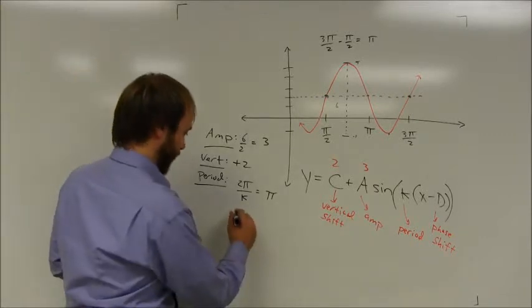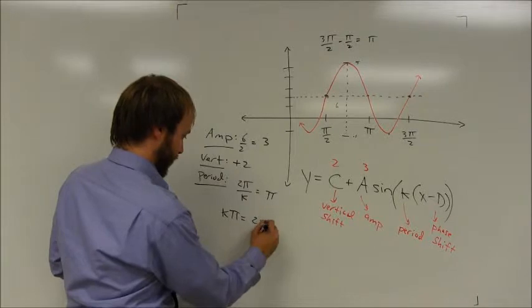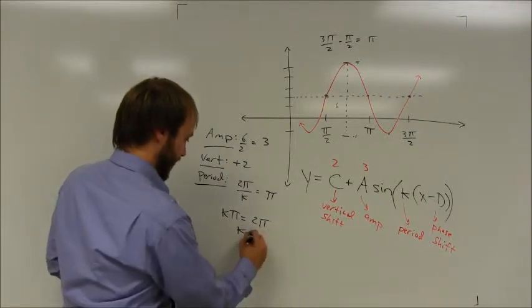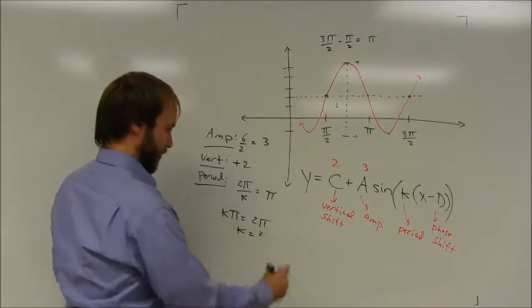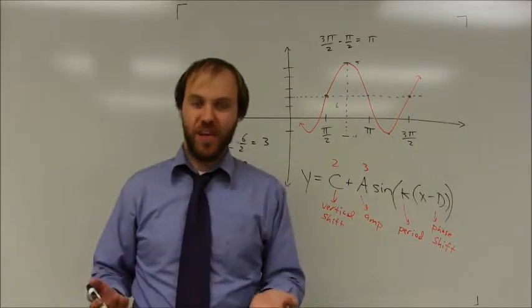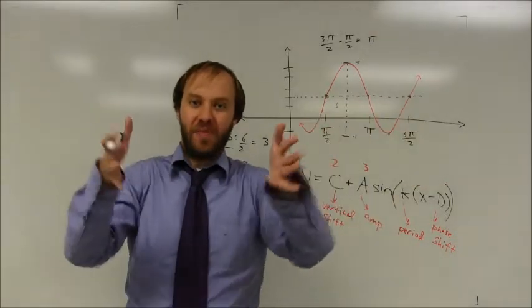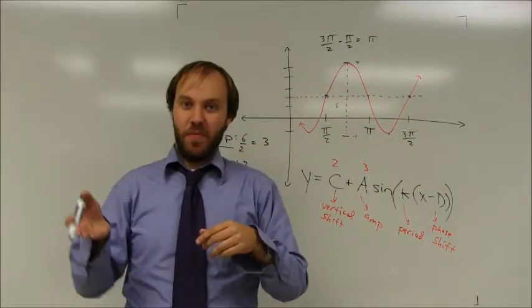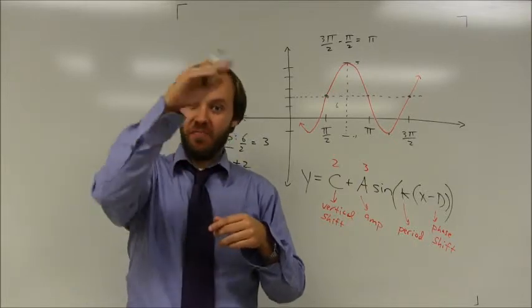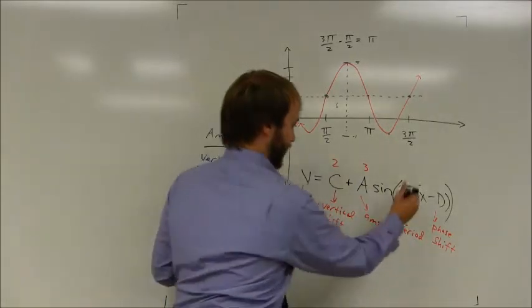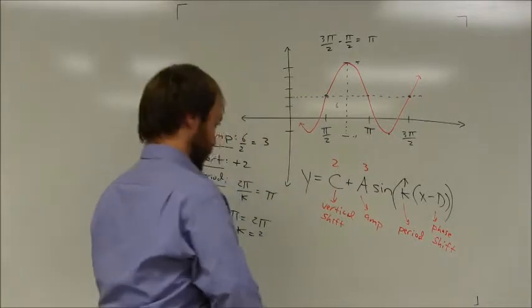Well, I can cross multiply here. I get k times pi is equal to 2 pi. We find out in this case that k is going to be equal to 2. And that should make sense, because if my period is going to be half as big, that means I need to be multiplying by 2 to have my graph moving twice as quickly. Okay, so that k value is 2.